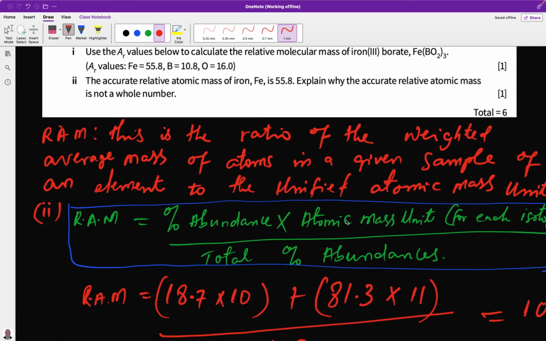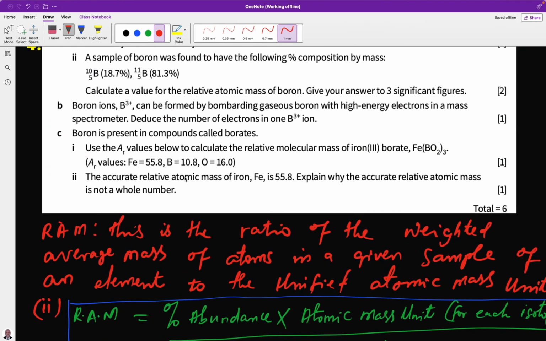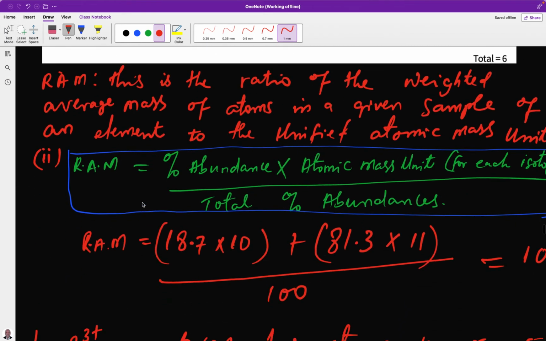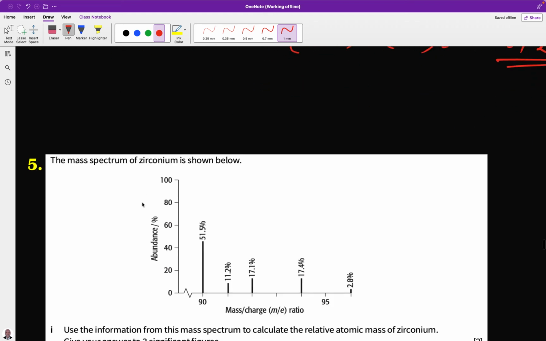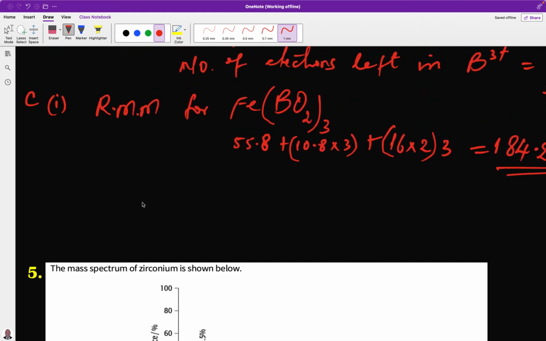So our simple reason we can give for this answer: the accurate relative atomic mass of iron is 55.8. Explain why the accurate relative atomic mass is not a whole number. It is not a whole number because, that is C2, it is not a whole number because iron has several isotopes.